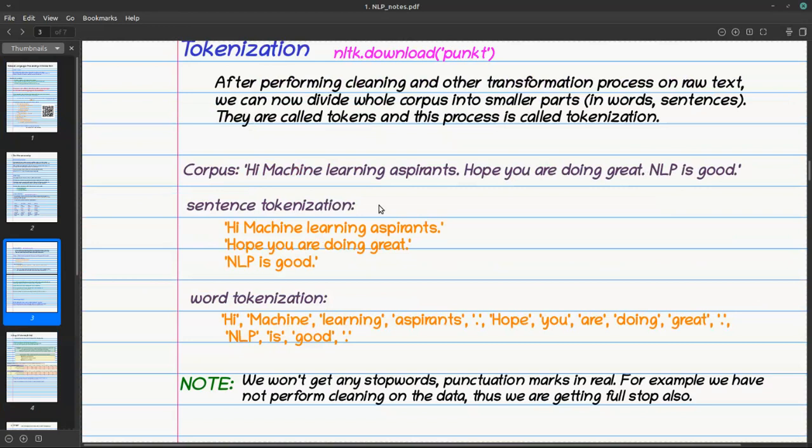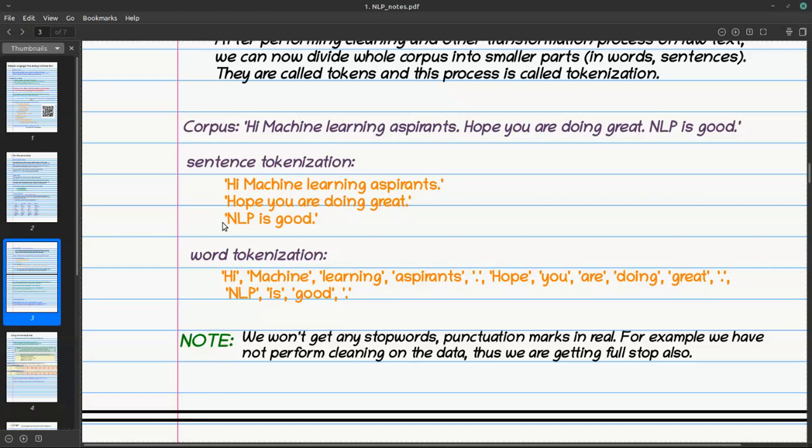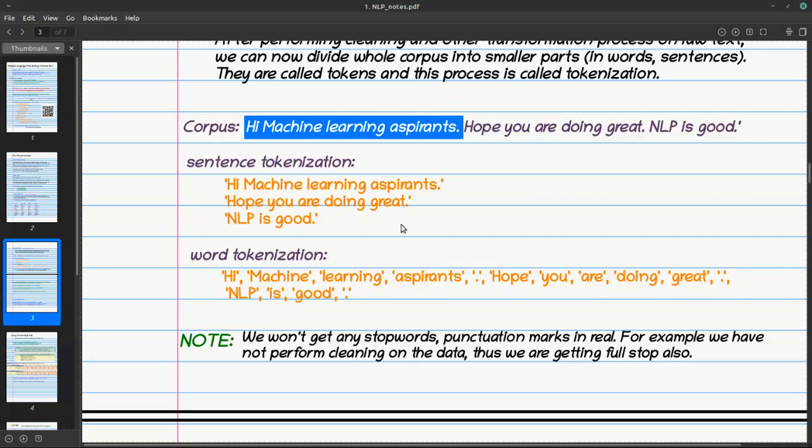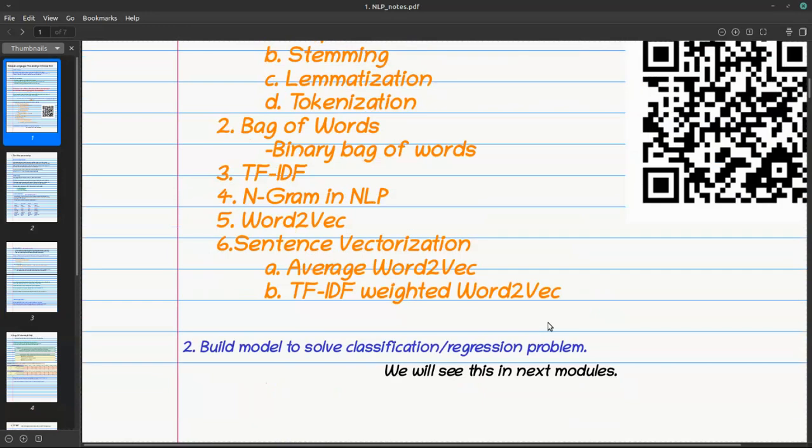NLP is good. So for the sentence tokenizer, if you are using the library NLTK, before using this you need to run nltk.download punkt. If you use word tokenization, it will convert each word: hi, machine, learning, aspirant. And sentence tokenization separates all the sentences out of this paragraph. So nothing fancy here. Things will get crazy one by one.